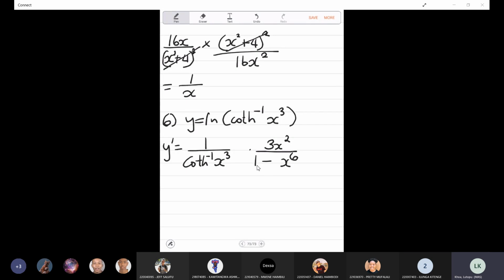And then we simplify this as far as possible and we'll rewrite it as a single fraction. Then we're left with 3x squared over this 1 minus x to the power of 6. Now here you have to keep in mind that x cubed, its absolute value is greater than 1. So that is the condition under which the derivative exists. Otherwise it does not.